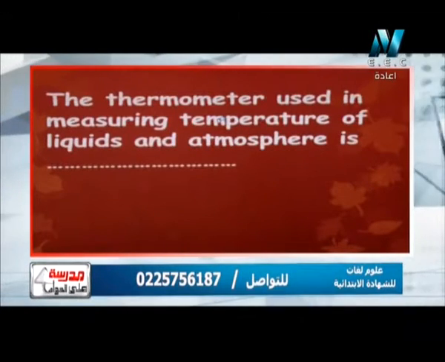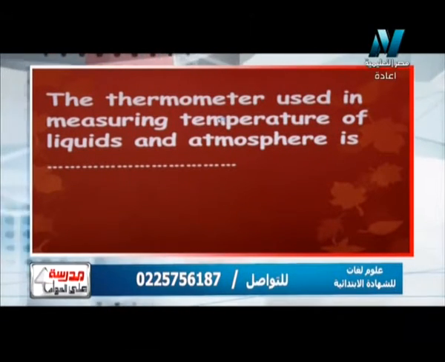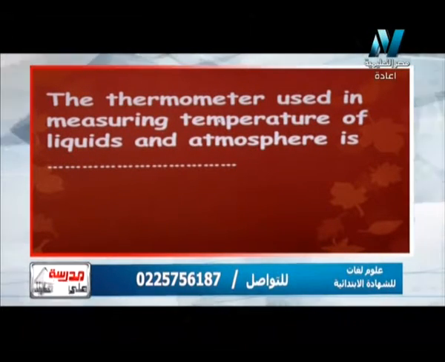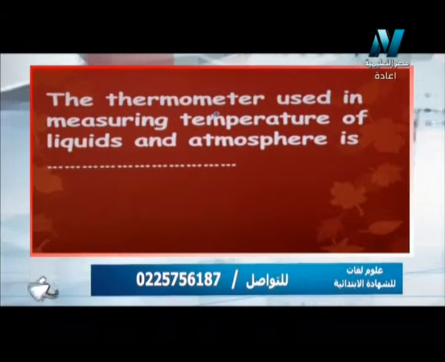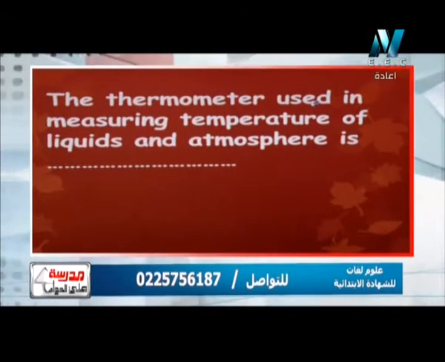Another question. The thermometer used in measuring the temperature of liquids and atmosphere. Here students may be a bit surprised. We studied that the thermometer that measures the temperature of liquids is the Celsius, so what about the atmosphere? It is the same thermometer: the one that measures the temperature of the atmosphere is the Celsius thermometer. So Celsius thermometer is used to measure the temperature of the atmosphere or of the liquids.